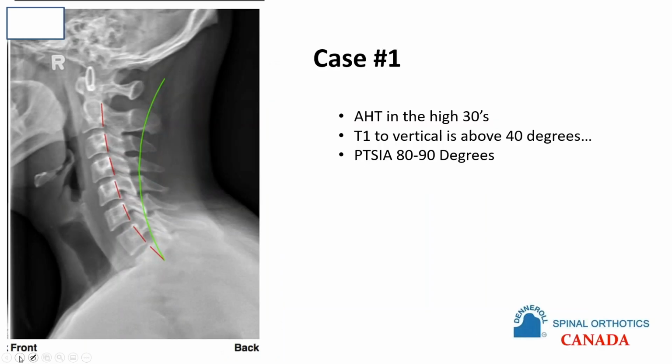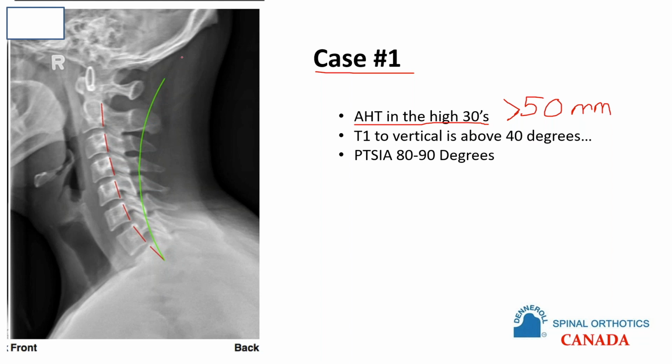Okay. All right. So now let's go to some examples. Here's a case that I talked about last time. Anterior head translation is in the high 30s, so it doesn't really meet our cutoff yet of over 50 millimeters. But this is why we have multiple measurements and we look at different values. So he's in the high 30s. If I'm looking at that alone, I think, okay, I could use a cervical dental roll.